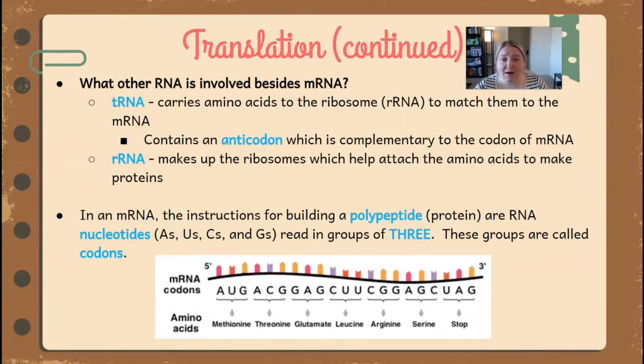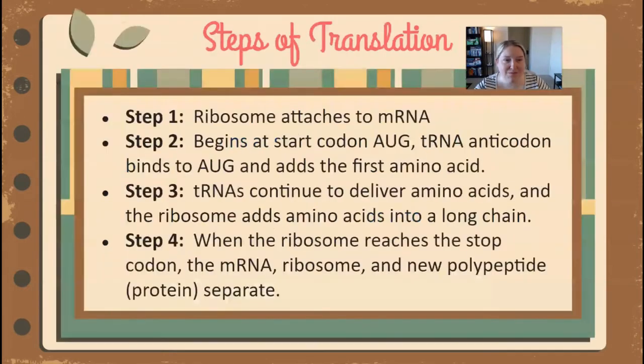We also have the rRNA, which is the ribosome. Now, in a messenger RNA, the instructions for building a polypeptide or a protein are RNA nucleotides. We're using the A's, the U's, the C's, and G's. And they are read in groups of 3, just like I mentioned before, and we call these codons. So as you can see in this image below, you have groups of 3 nucleotides. And they are then translated into methionine or threonine or glutamate or leucine or arginine or serine. And as you can see, those are very different than our nucleotides. Again, we're translating, not transcribing with this.